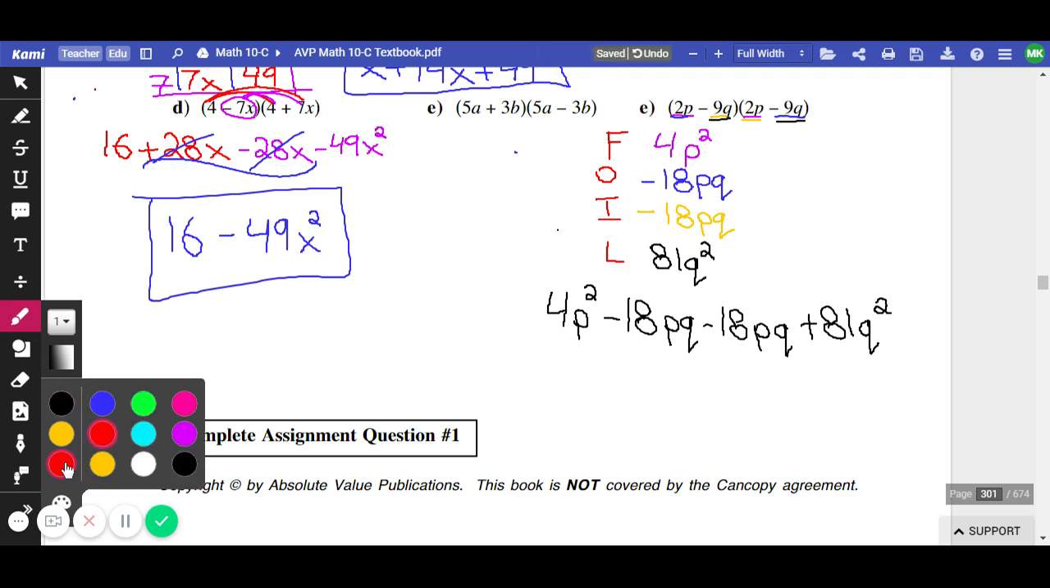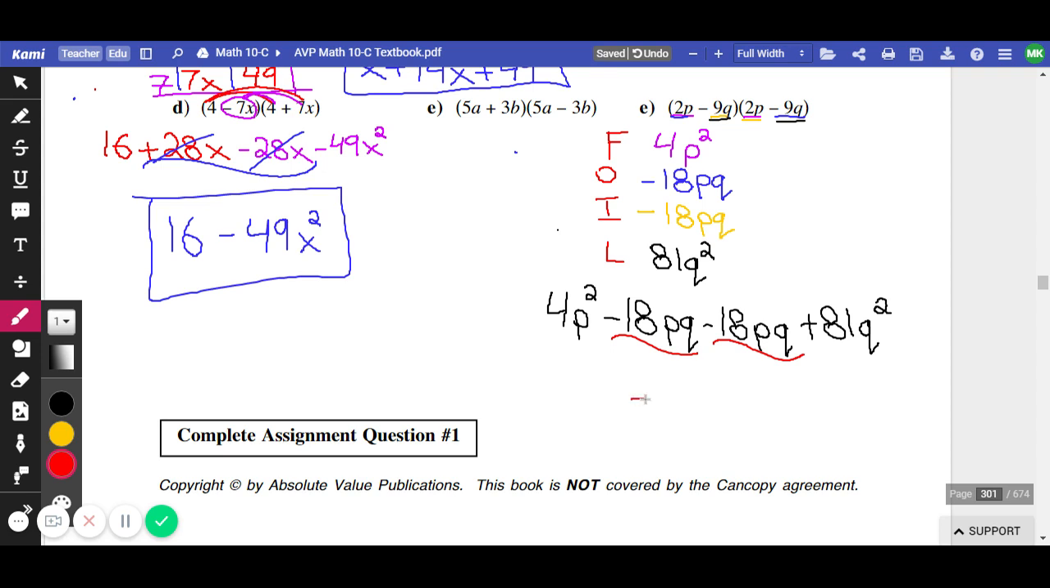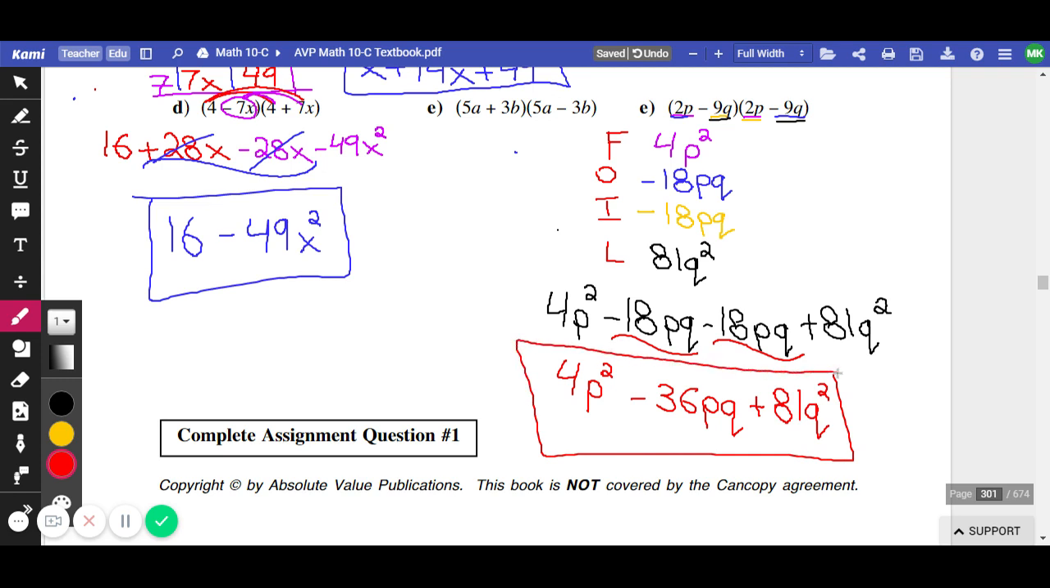If you have any like terms there, you can combine them. We do have some like terms this time. We have negative 18p cubed and another negative 18p cubed. Those don't cancel out, right? You would go negative 18 plus negative 18, and you get negative 36p cubed. Notice that it stayed p cubed. It didn't change to p squared or anything crazy like that. When you're adding like terms, it's just the coefficients that change. The other terms stay the same. So we have 4p squared, and we have plus 81q squared. That's our answer.